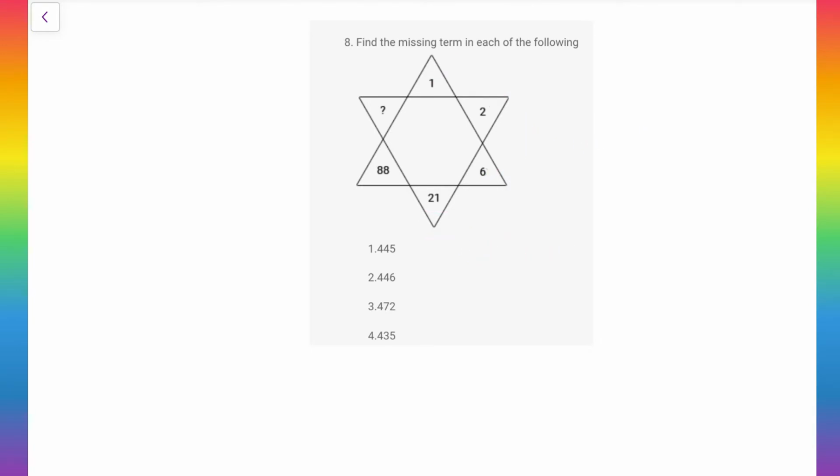Next, I will go with the multiplication. 1 into 2 is 2. 2 into 3 is 6. But in the 6 table, 21 won't come. So this is also a waste logic.